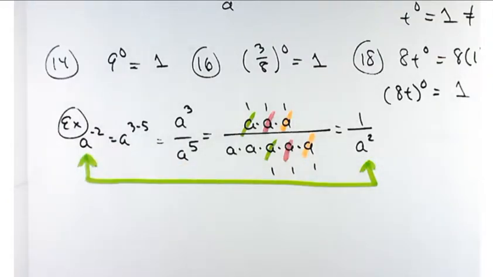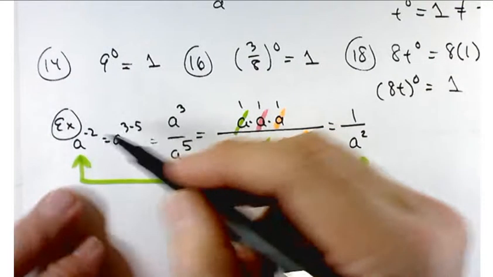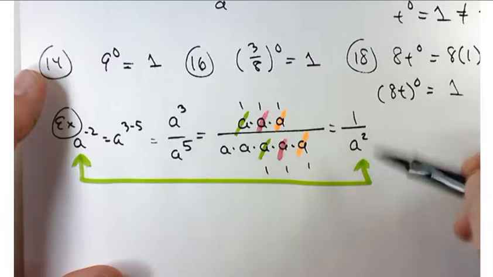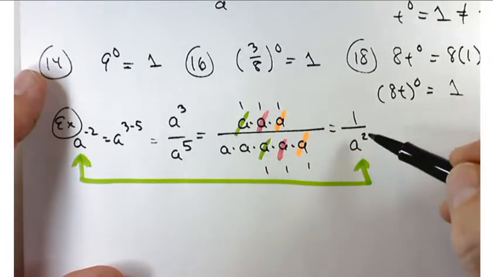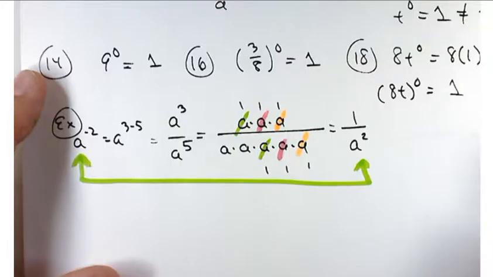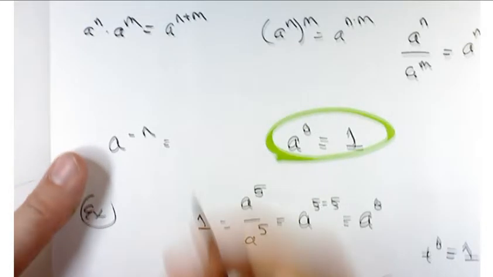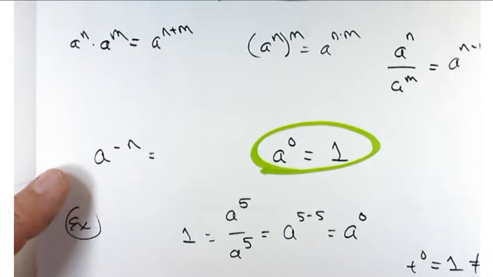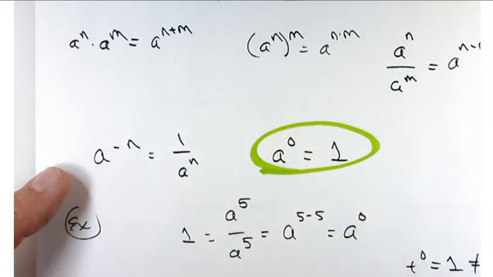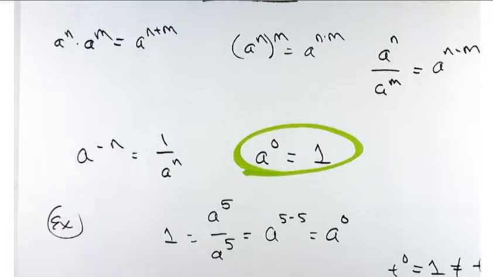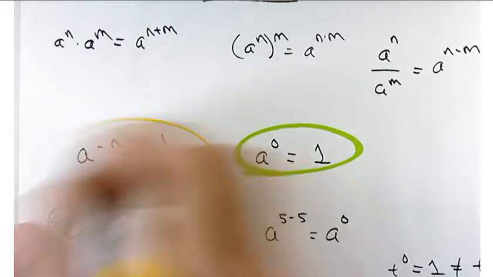In other words, when you have a term with a negative exponent, you can get rid of that negative exponent by taking its reciprocal. So I'll put 1 over that term with a positive exponent. Let's fill this in now. Kind of completes our rules for exponents. This is 1 over a to the n. So that's the other one that we're going to spend some time on today. Is right here.